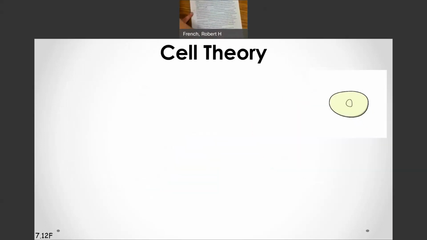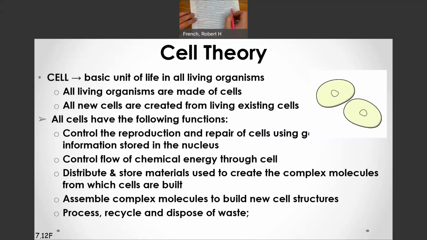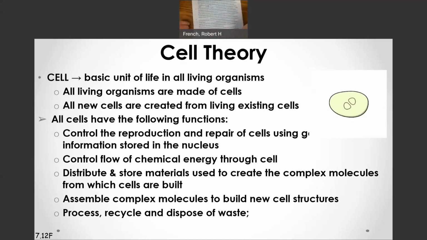All right, let's deal with number 24. Cell theory states that the blank is the basic unit of all life and living organisms. That's the cell. That all living organisms are made of cells and that all new cells are created from blank living cells. Existing living cells. So number 24, the cell theory states that the cell is the basic unit of life. And that next blank says that all new cells are created from existing living cells.